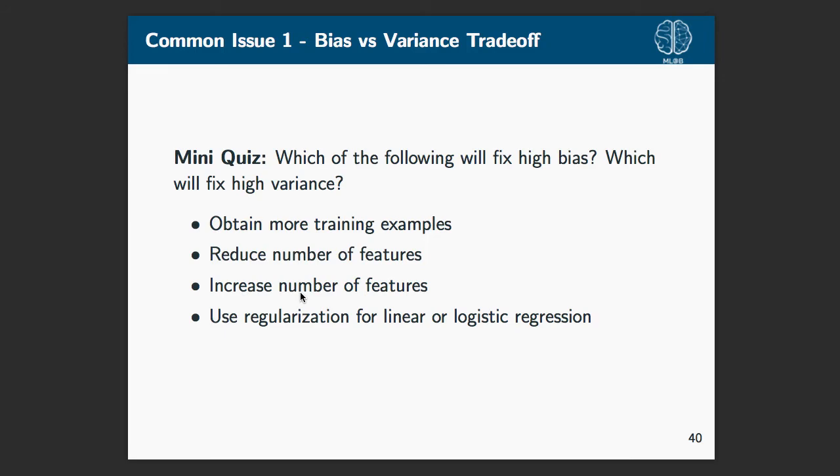Okay, so if you have a model with high bias or a model with high variance, you could do a variety of these things. Take a minute to think about which of these things would fix a model with high variance and which one would fix a model with high bias. And you can talk to each other.